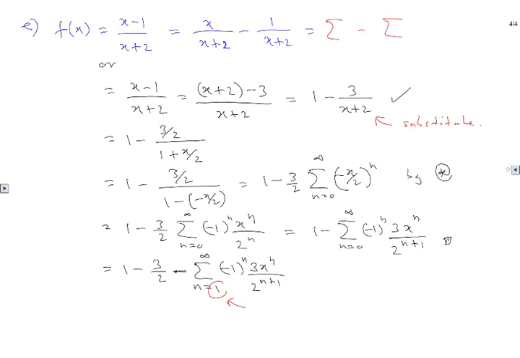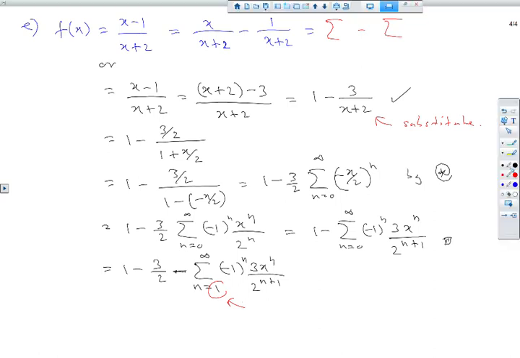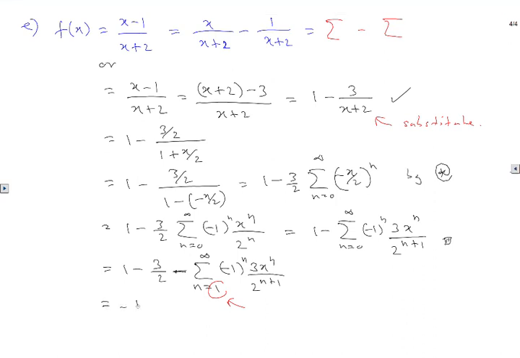So now you can simplify the first two terms. If you simplify the first two terms, you're going to get negative 1 half. That's the first two terms, and then minus the sum n going from 1 to infinity of negative 1 to the n, and then we have a 3 here, so it's 3 x to the n divided by 2 to the n plus 1. And then also there are a lot of other things.